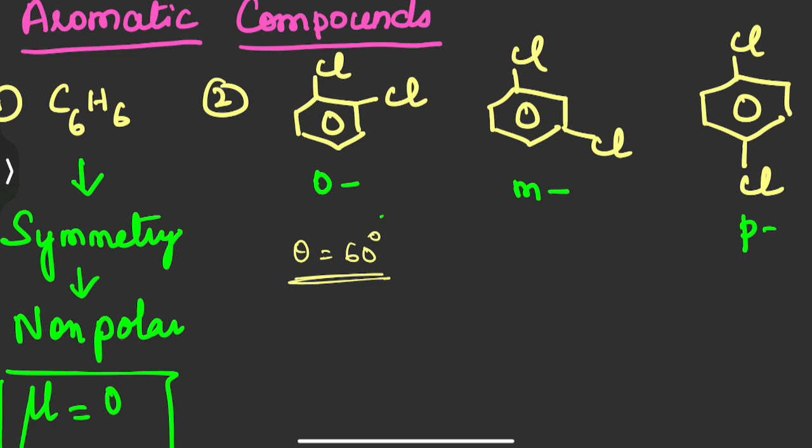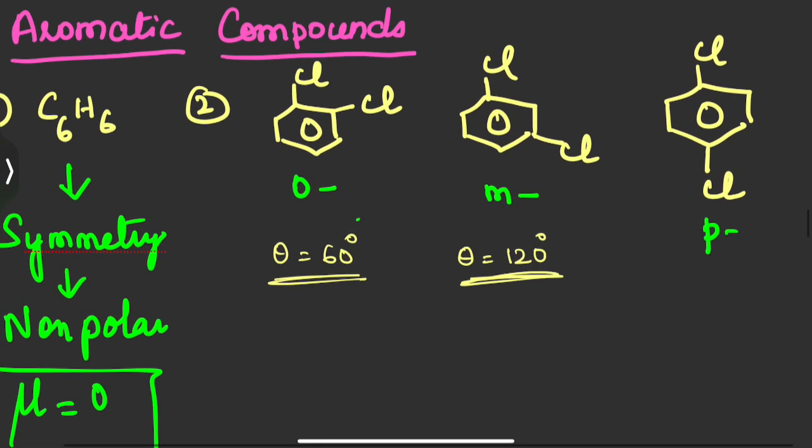Here you see the second molecule, what is the bond angle? Here to here it is 60 and from here to here it is 120. So total from here to here, the bond angle is 120 degree. So theta is equal to 120 degree. Their bond angle is 120 degree.